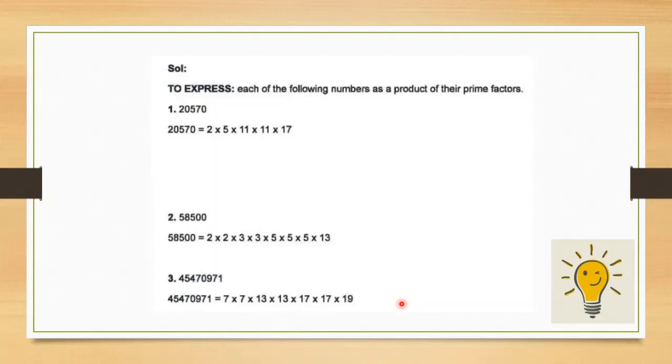Is Amogha there today? Ma'am, 58500 is 2 square into. Done all three? Yes, ma'am. Chalo, moving ahead now.